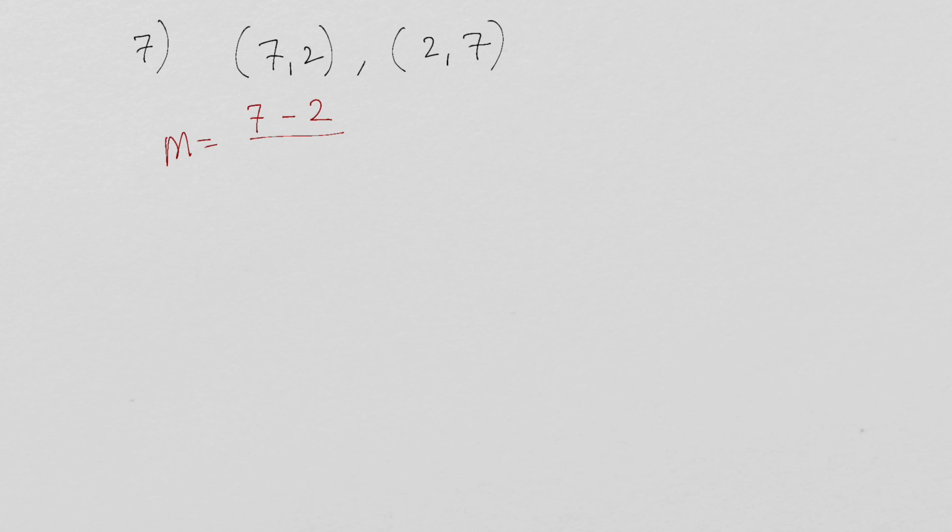Number 7, they want to know the slope between 7, 2 and 2, 7. Well, the slope is y2, which is 7, minus y1, which is 2, over x2, which is 2, minus x1, which is 7. This becomes 5 over negative 5, which is negative 1. And you could have seen that happening right from the beginning if you know what you're looking at.